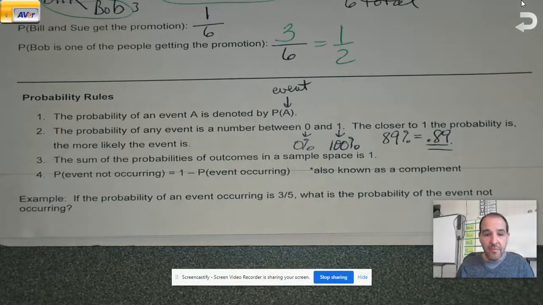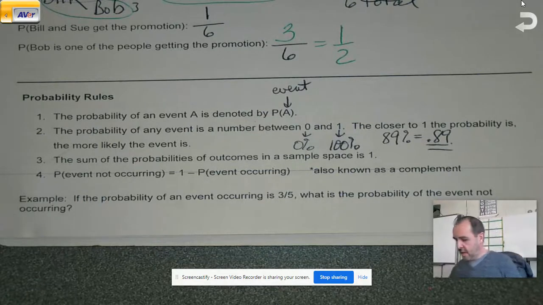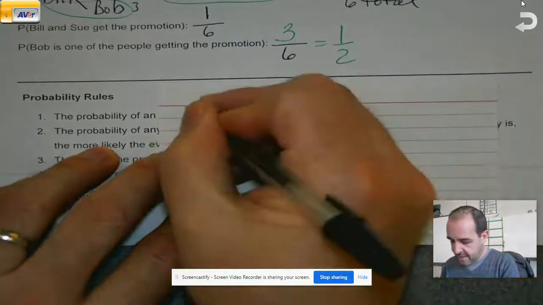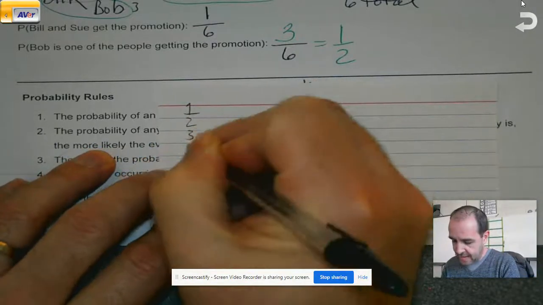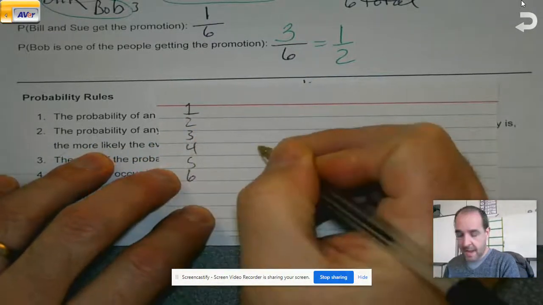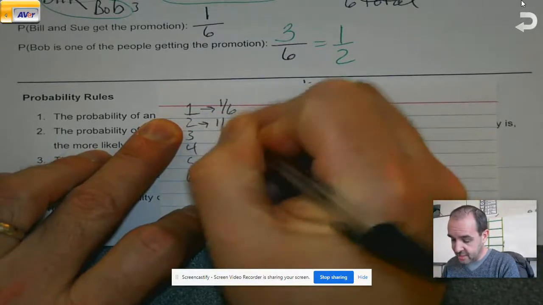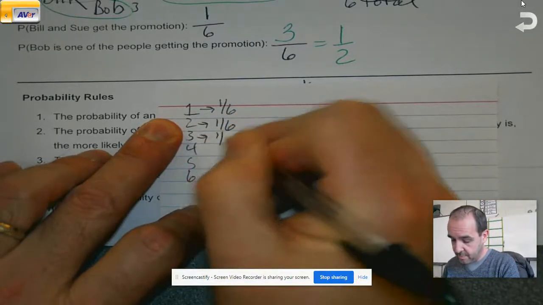The sum of the probabilities of an outcome in a sample space is 1. You're like, okay, what does that mean? Here's an example of what that would mean. I'm going to go back to my die for a minute, my 6-sided cube. So if I think about the 6 options that I have when I'm rolling a die, and we talked about this up above, there's a 1 out of 6 chance that I get each number.